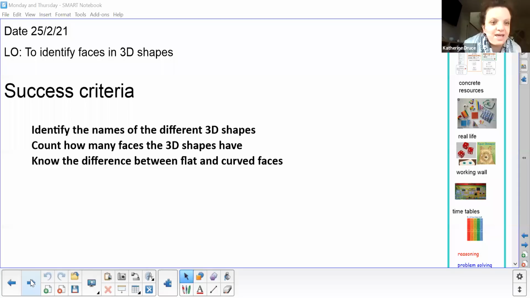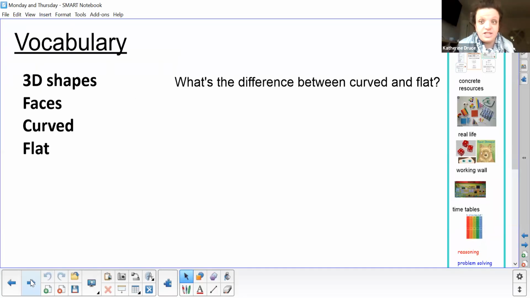Okay, I'm going to reshare my screen now and we can use that to help us carry on. Today we're looking at 3D shapes, which are shapes that are not flat, they're solid, they stand up, and they have these faces that make them a solid shape. Curved means rounded, not straight, and flat means completely smooth.